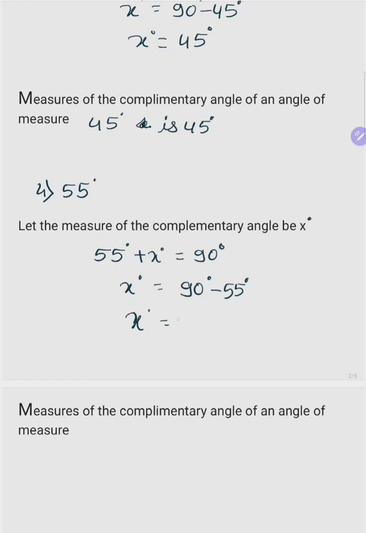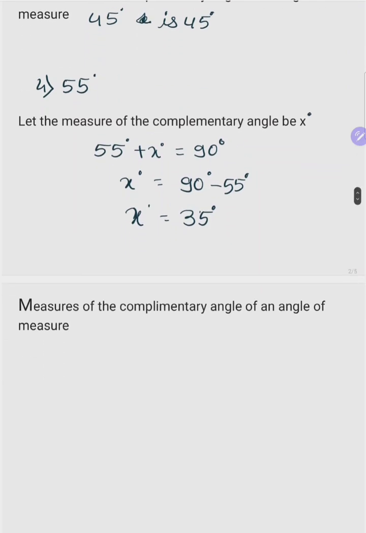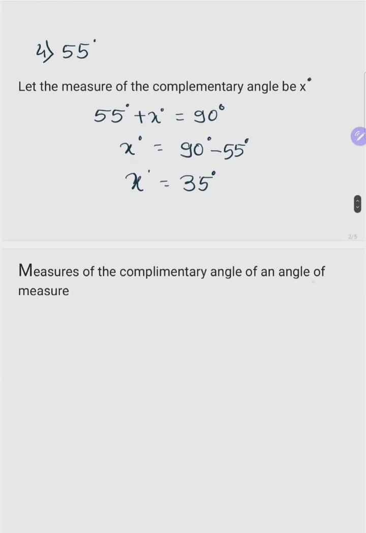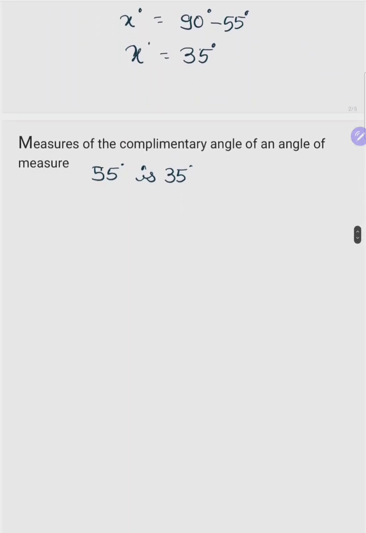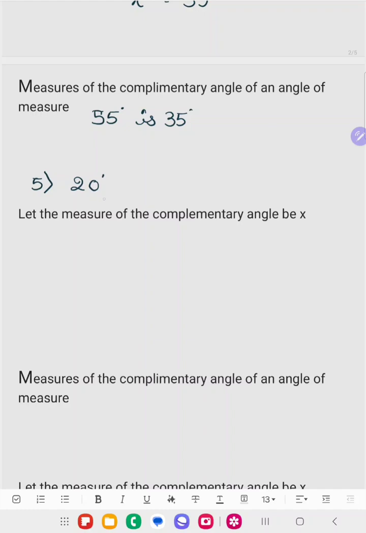And x degree is equal to 90 minus 55, it is 35 degree. So the measure of the complement angle of an angle of measure 55 degree is 35 degree. And the fifth one, what is it? Here 20 degree.